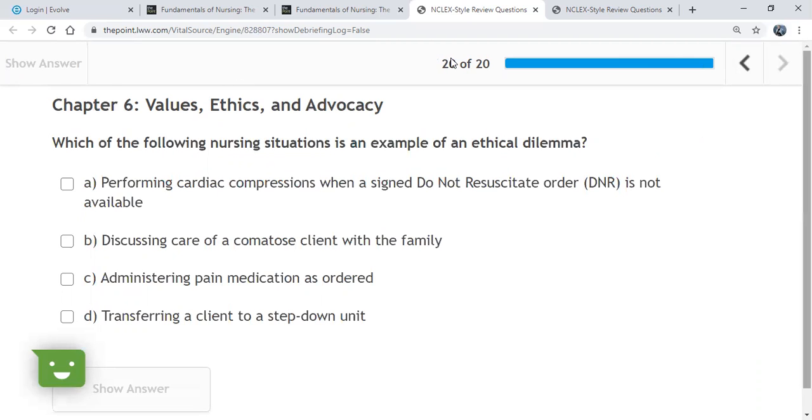Let's go to 7 for a little bit before I got to jump off of here.